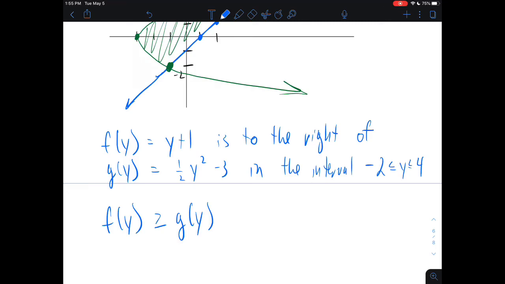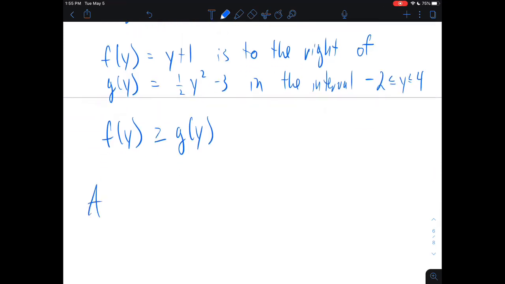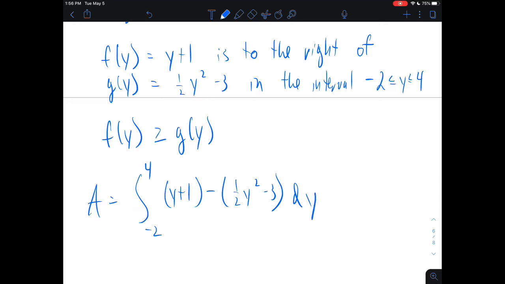And now my integration becomes the lower limit, -2, to the upper limit, 4. The greater function, f of y, which is y plus 1, minus the lower function, which is 1/2 y squared minus 3. And then I have to integrate with respect to, you only have one choice here, y. Your functions are defined in terms of y. So you are integrating with respect to y.